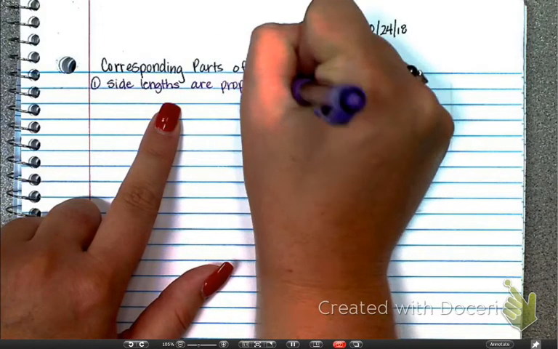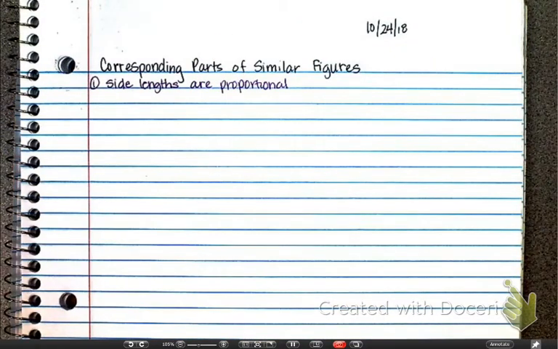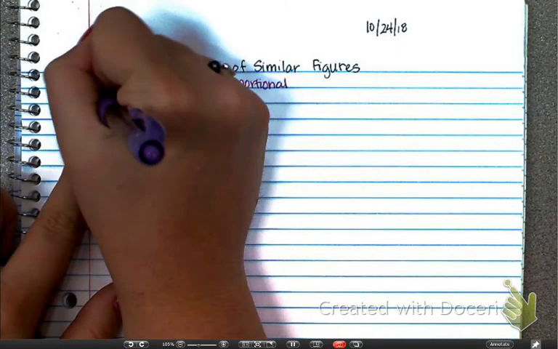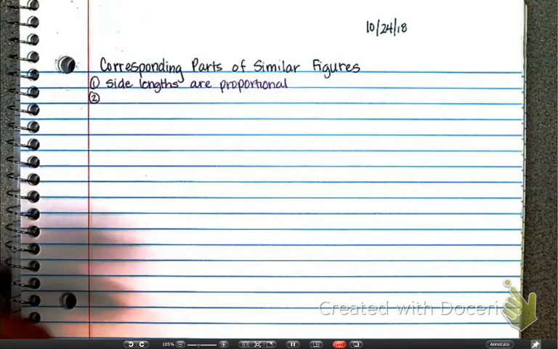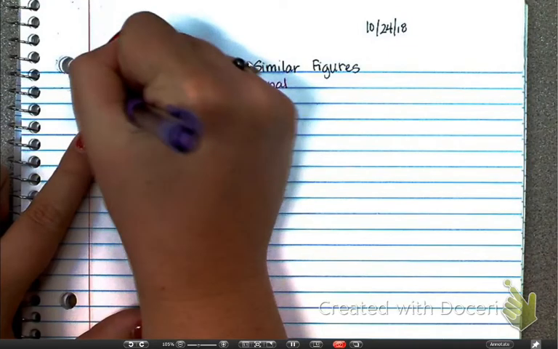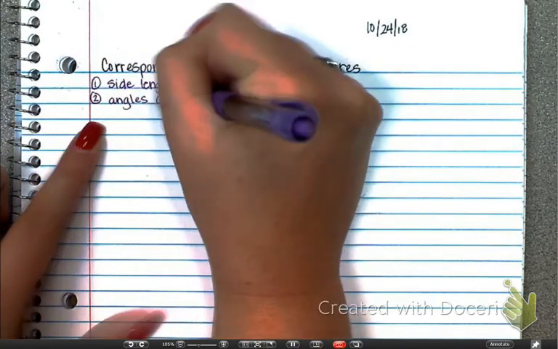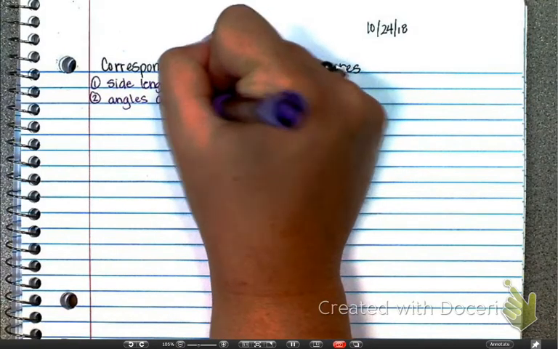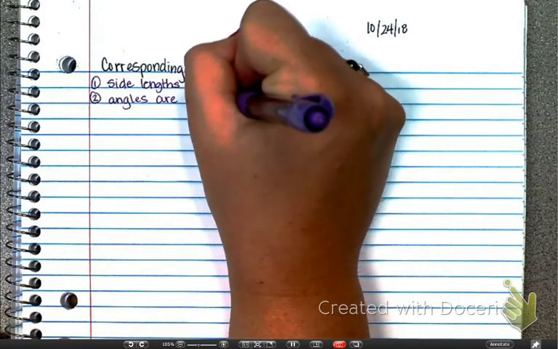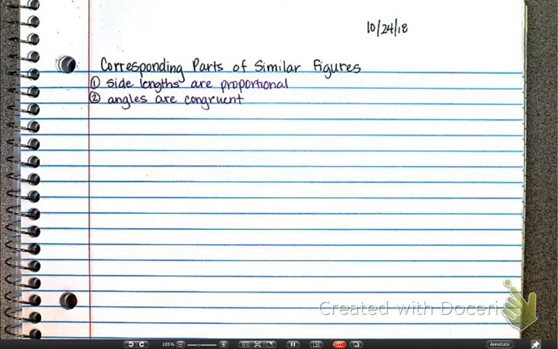And now in this unit we're going to look at angle measures. So if figures are similar, we're going to get even more specific, and their angles have to be congruent. And what does congruent mean? Equal. Okay, so not only do the side lengths have to be proportional, but the angles have to be congruent. If both of those things don't happen, the figures are not similar.